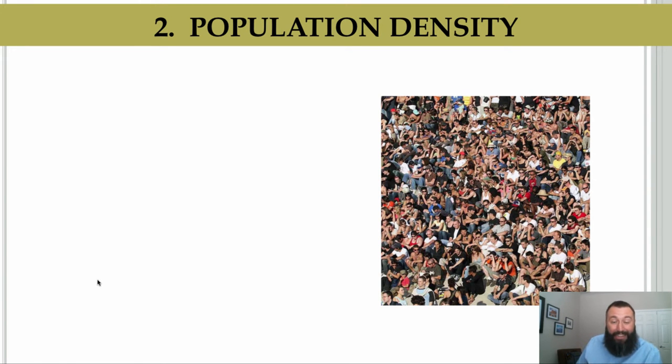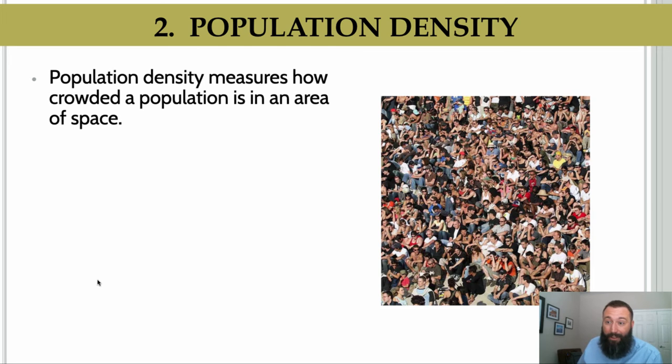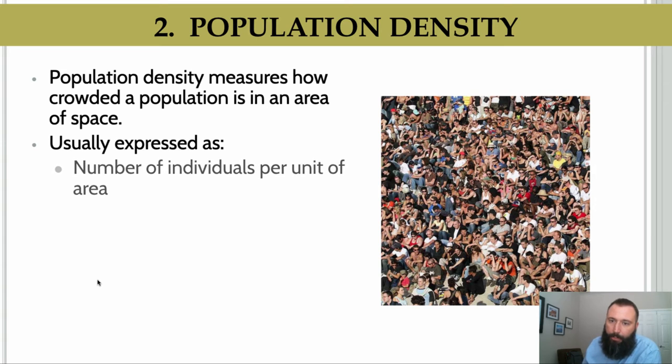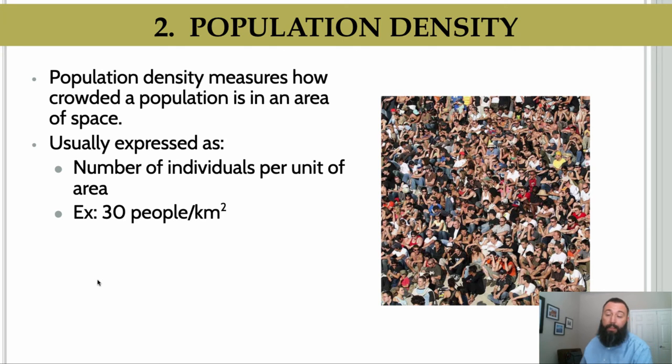Population density, right, is that characteristic that refers to how crowded a population is in an area. I'm looking at the picture right here, right? We've got a lot of people packed into a small space. We can express this then as the number of individuals per unit of area. Got an example here on the board, 30 people per square kilometer, for example. I usually have about 40 students in each one of my classes, and so we can say, well, there's 40 people per 600 square feet of classroom, as an example, right?